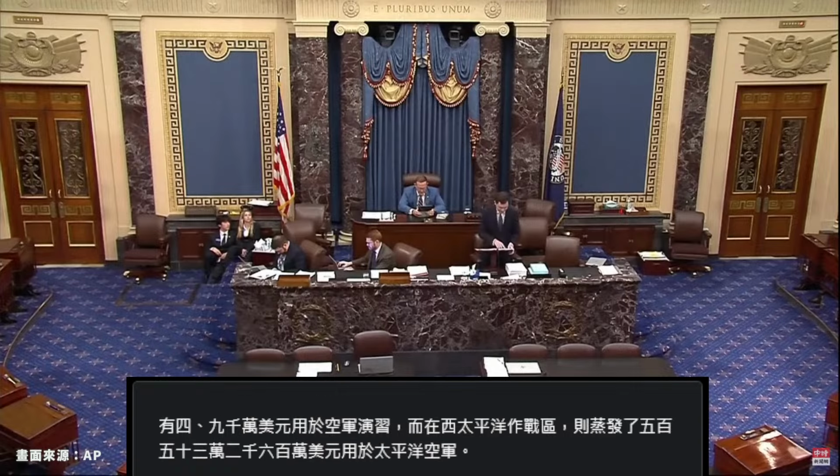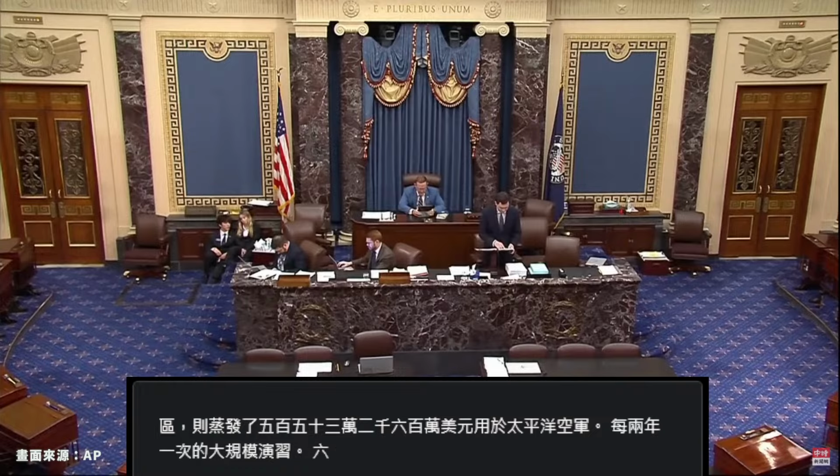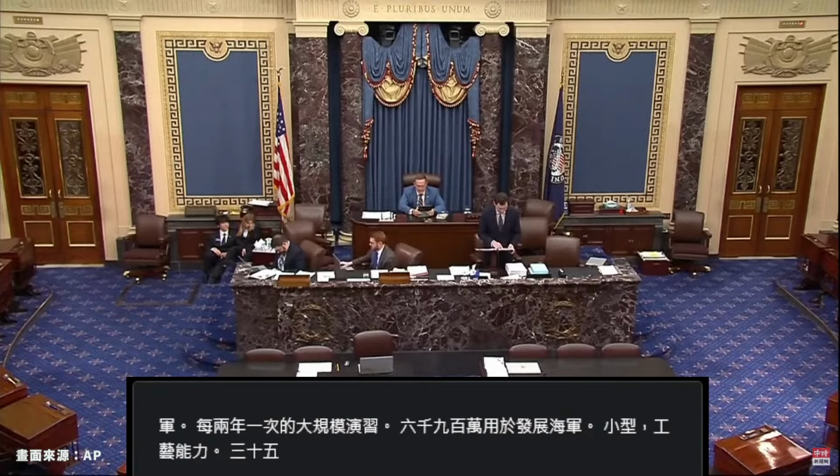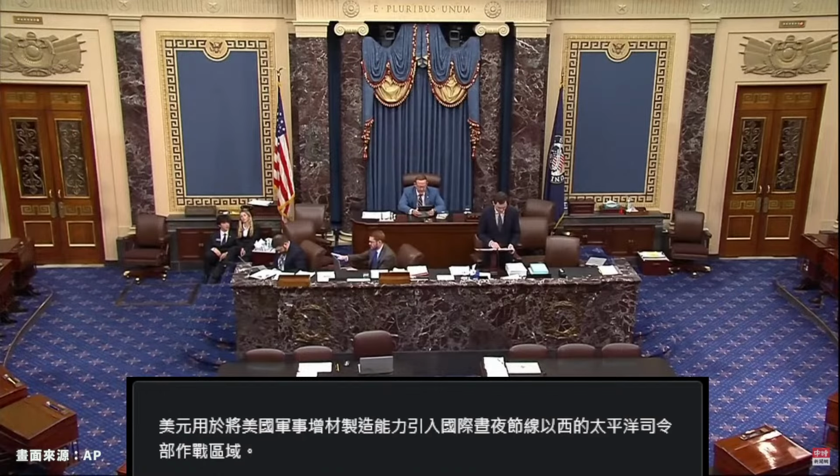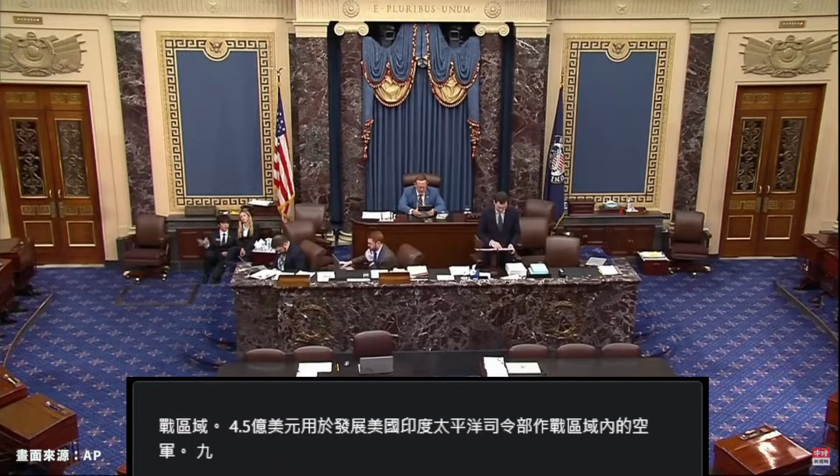6, $19 million for the development of naval small craft capabilities. 7, $35 million for military additive manufacturing capabilities in the United States Indo-Pacific Command Area of Operations west of the International Date Line. 8, $450 million for the development of airfields within the area of operations of United States Indo-Pacific Command. 9, $1.1 billion for development of infrastructure within the area of operations of United States Indo-Pacific Command.